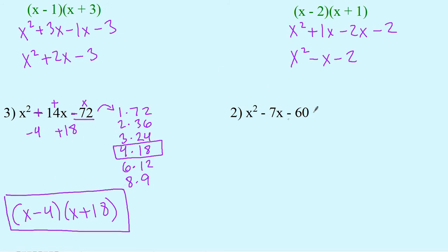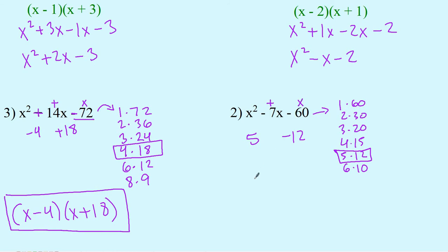Okay, so number 2, look at your factors of 60. So many options. Almost there. 6 times 10. I think that's it. Yeah. So we want to make negative 7 happen. Well, I can't make negative 7 happen through addition, but I can make it happen through subtraction. And that's our 5 and our 12. So we want a positive 5 and a negative 12, because then it's going to add to negative 7 and multiply to negative 60.